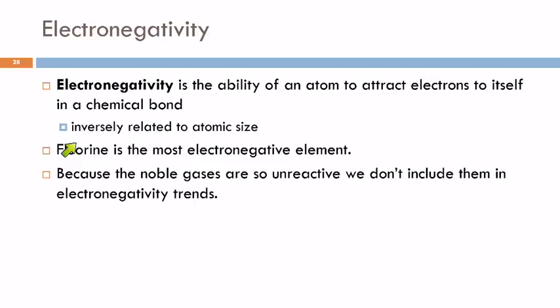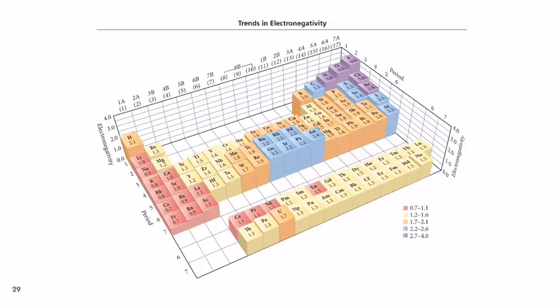We find that this electronegativity is inversely related to atomic size. Fluorine is the most electronegative element. The noble gases are so unreactive, some of them form no covalent compounds at all, and so we just completely ignore the noble gases when we talk about electronegativity. So they're just left off. So we can look at a graph like this. So here's the periodic table, and the height of each of these columns represents the electronegativity of that particular element.